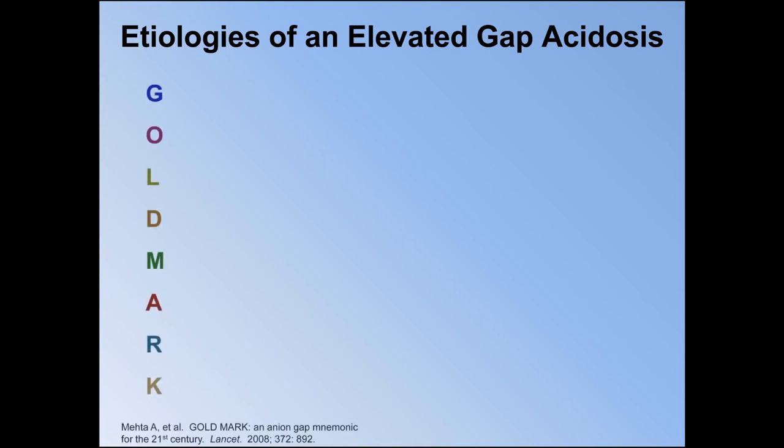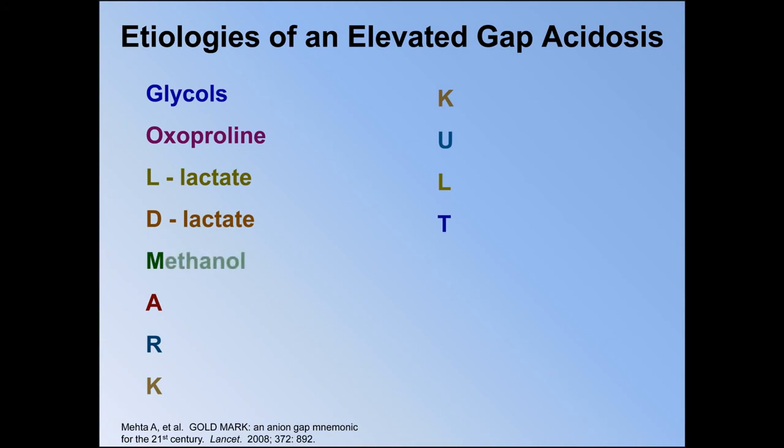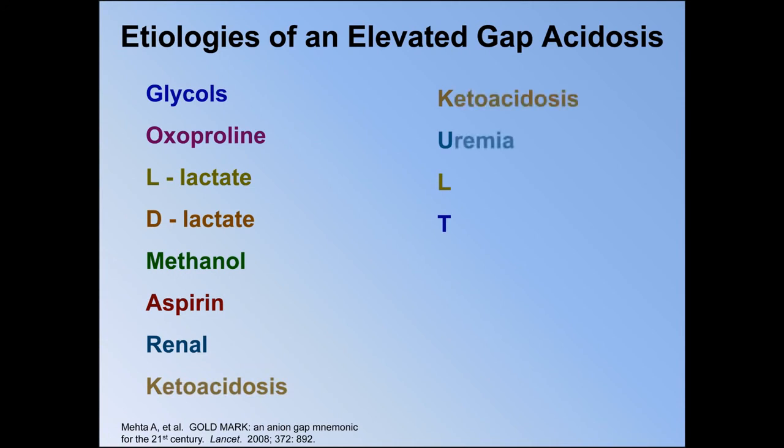I'm going to return now to the modern mnemonics that will help you remember the etiologies of an elevated gap acidosis. They are GOLDMARK and CULT. GOLDMARK is for glycols, oxoproline, L-lactate, D-lactate, methanol, aspirin, renal, and ketoacidosis. And CULT is for ketoacidosis, uremia, lactic acidosis, and toxins.